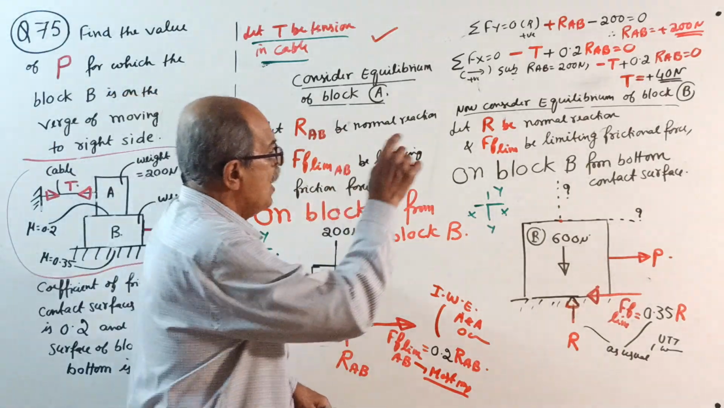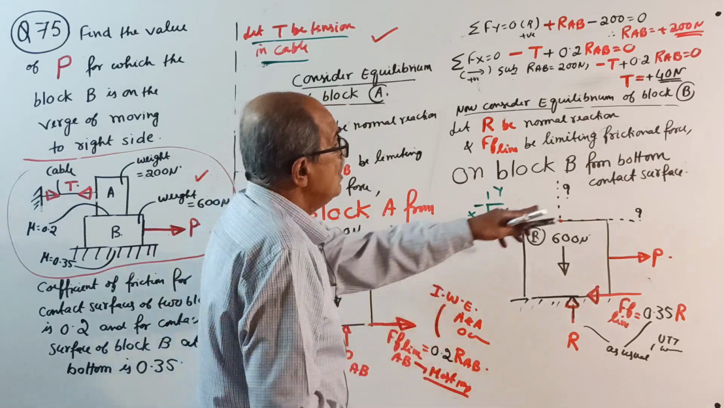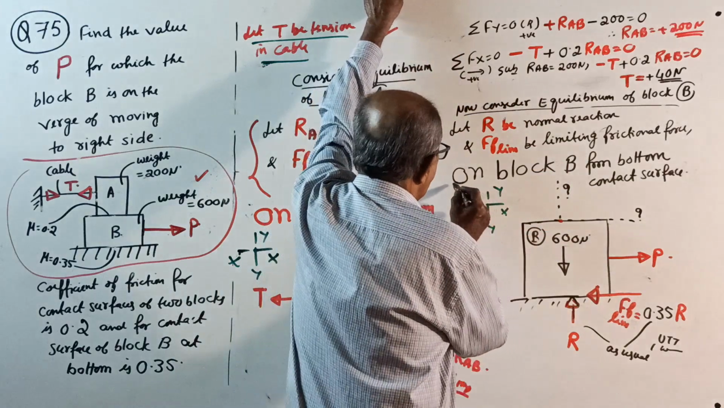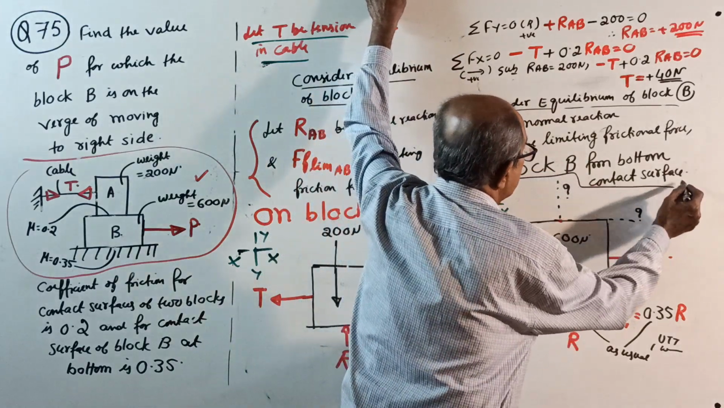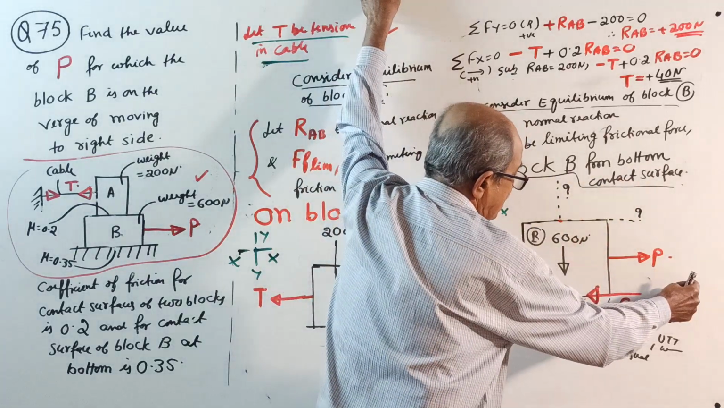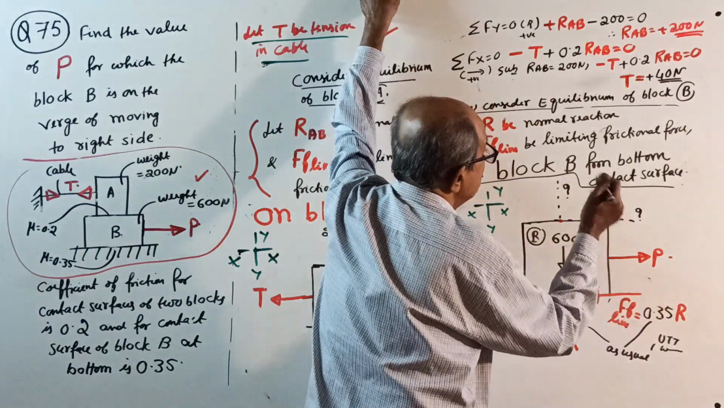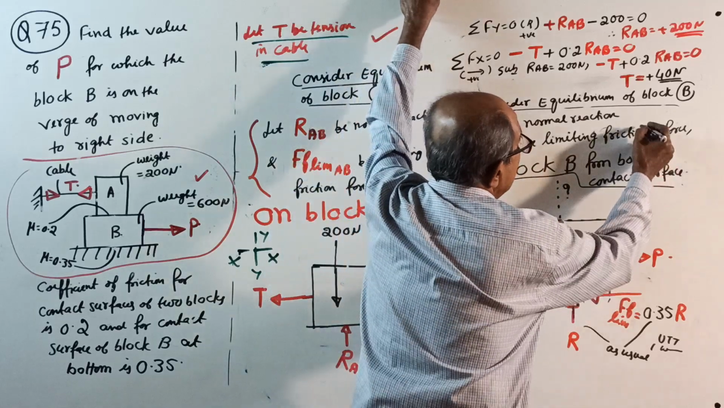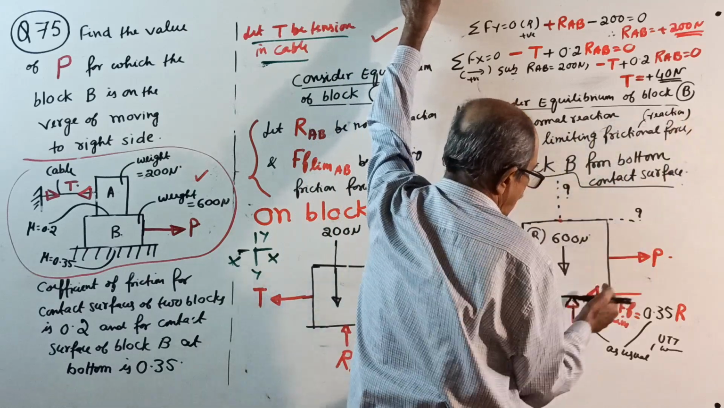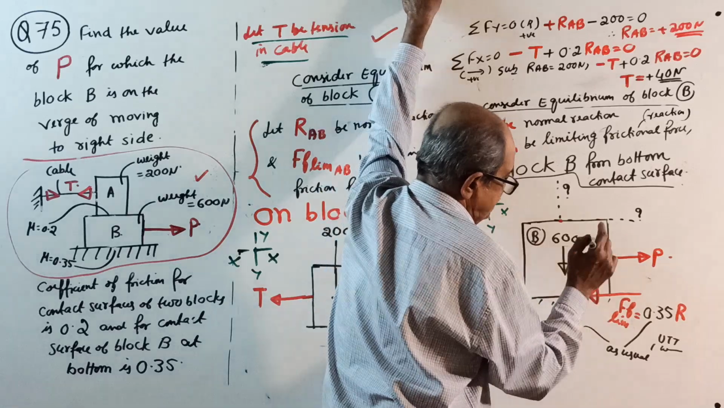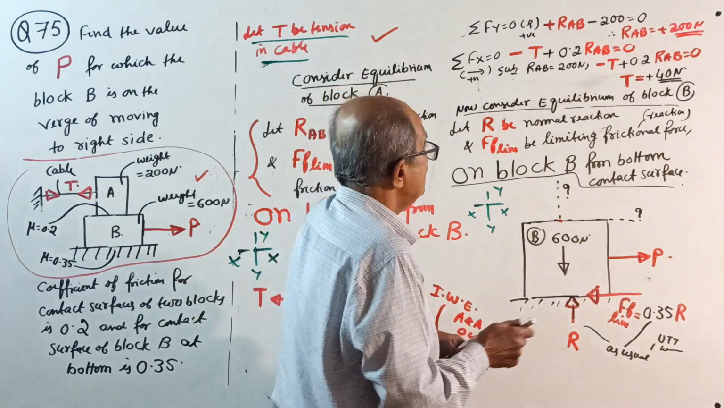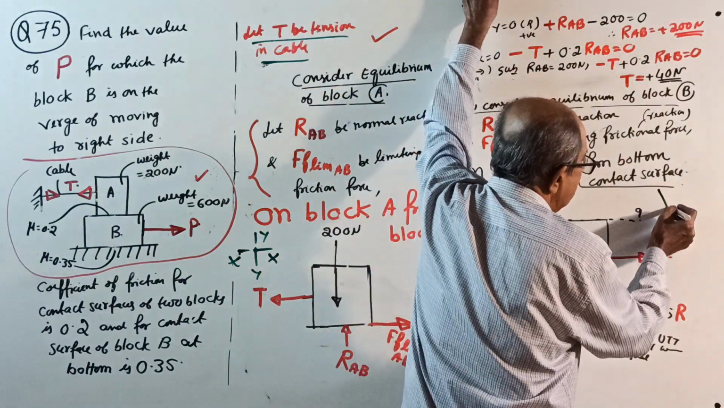Okay, now, what about the top? You write all this here. This much statement you write: on block B from the contact surface, normal reaction and frictional reaction. Actually, remember, this is frictional reaction. Even if you write limiting frictional reaction, it is fine. Reaction on block B from the contact surface. This is usual. Now, what I dictate, you write.